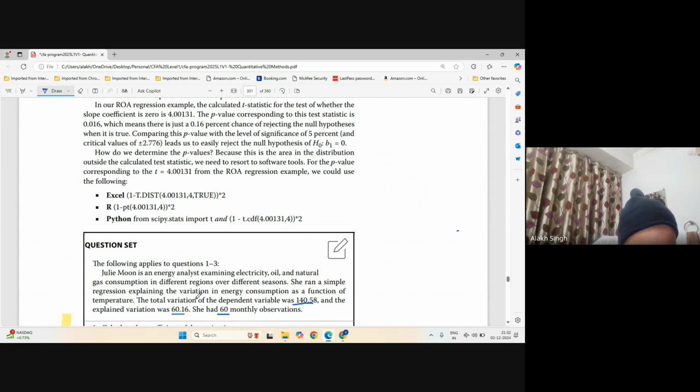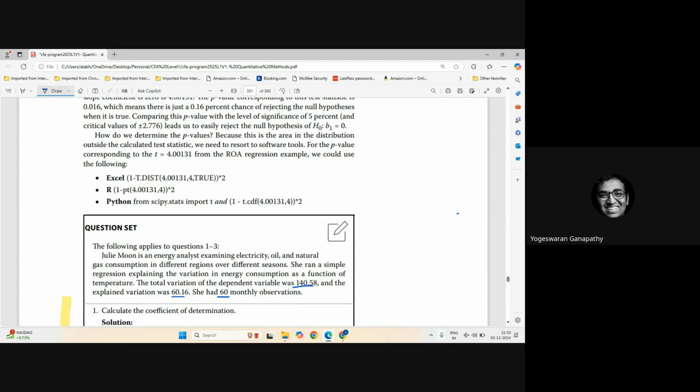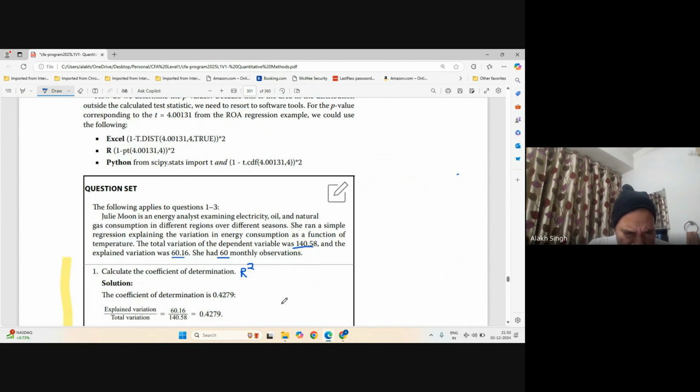She ran a simple regression explaining the variation in energy consumption as a function of temperature. So there is only one slope, B1; beta 0 is the intercept. Calculate the coefficient of determination, R square. R square is explained variation divided by total variation. So 60 by 140 is 0.42. Very good.